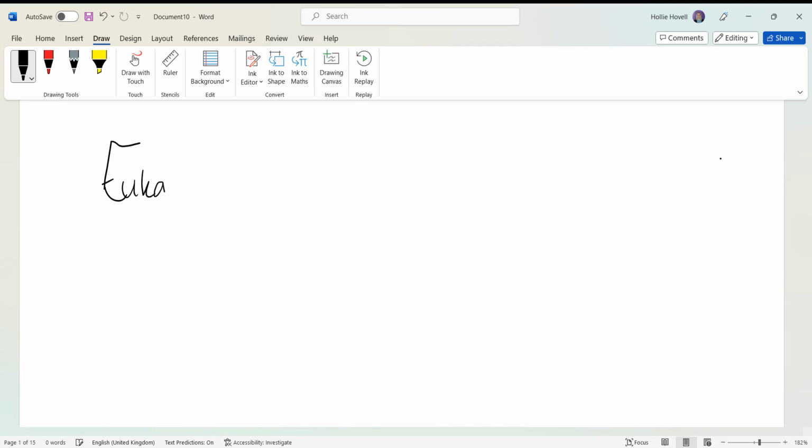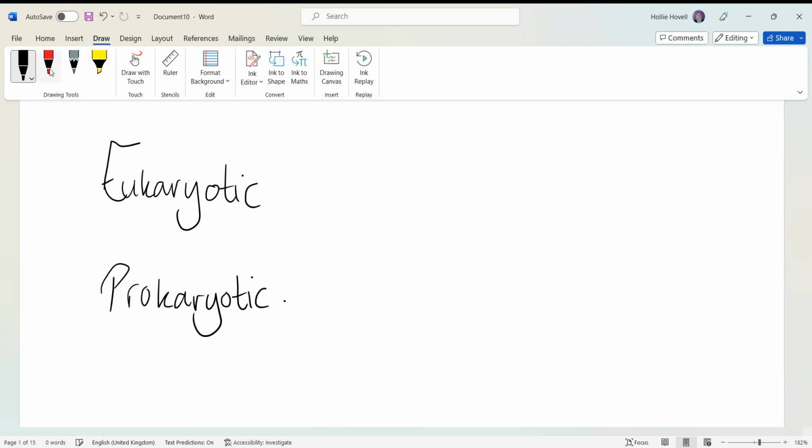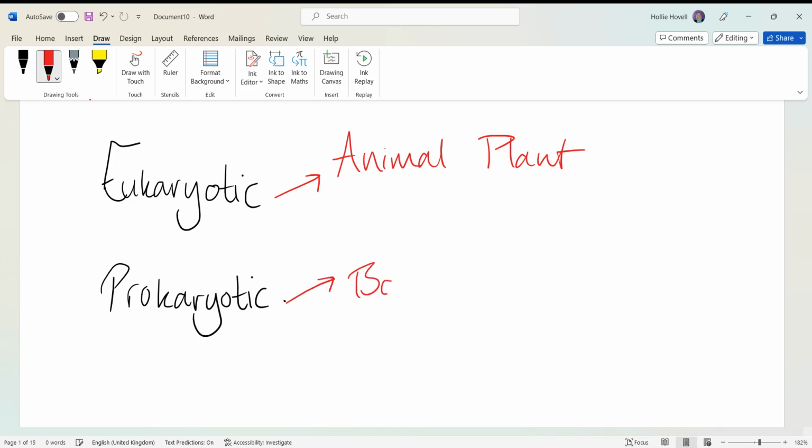Okay, so there's two types of cell, eukaryotic, and the other type is prokaryotic. And we need to know the definitions of these first of all. So if something is eukaryotic, it means that it's an animal or a plant cell. If something's prokaryotic, it means it's a bacterial cell.